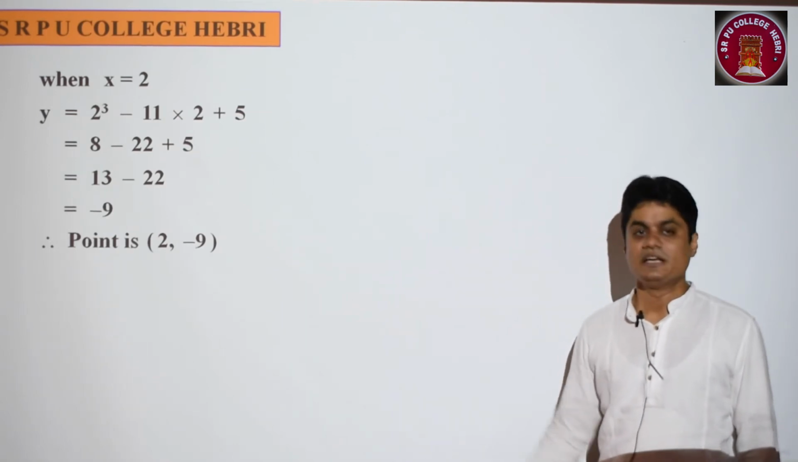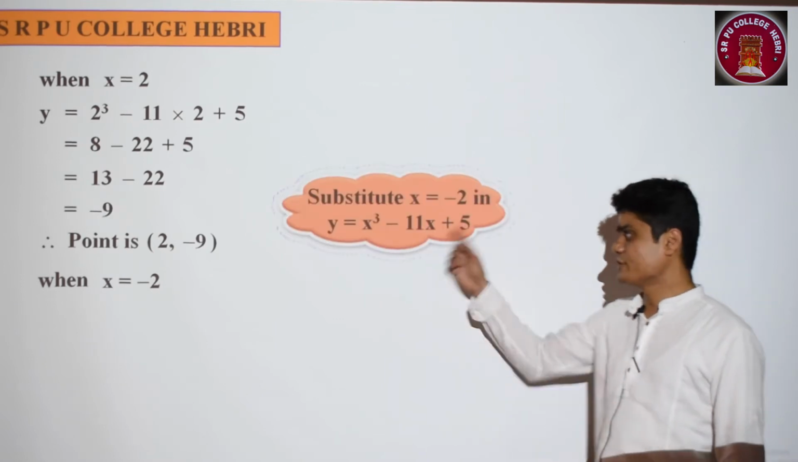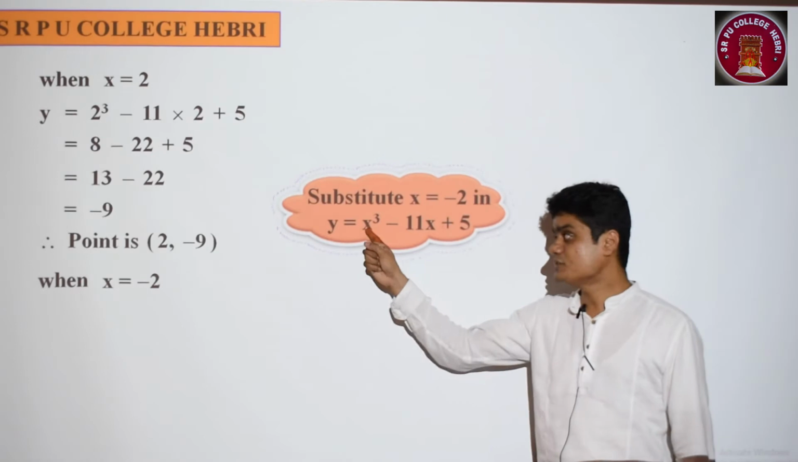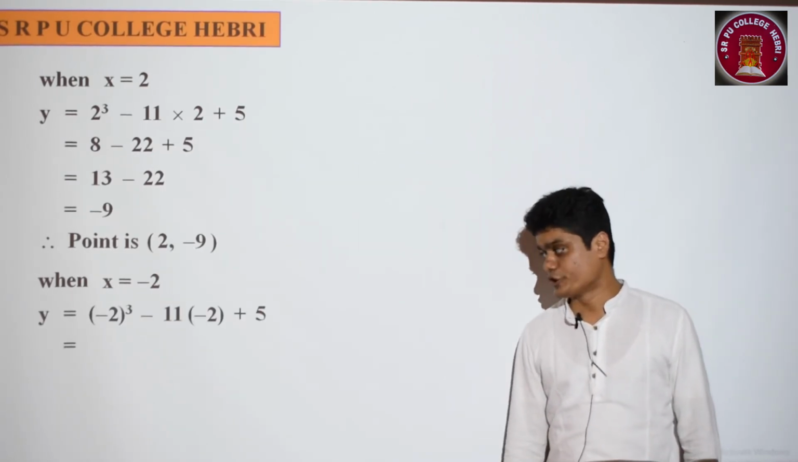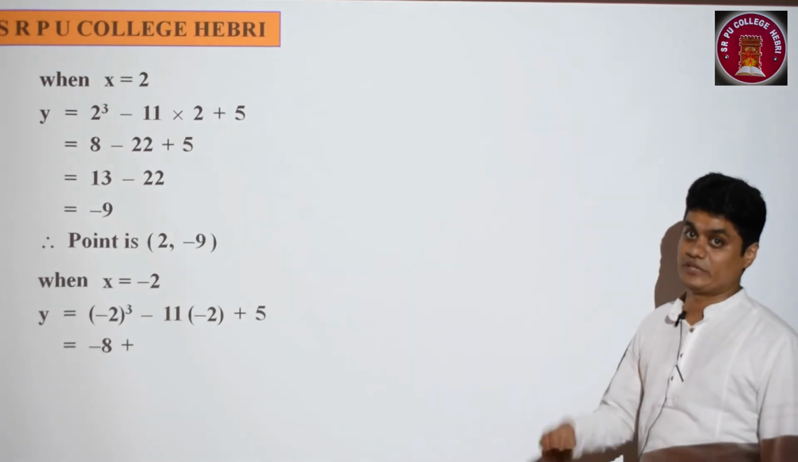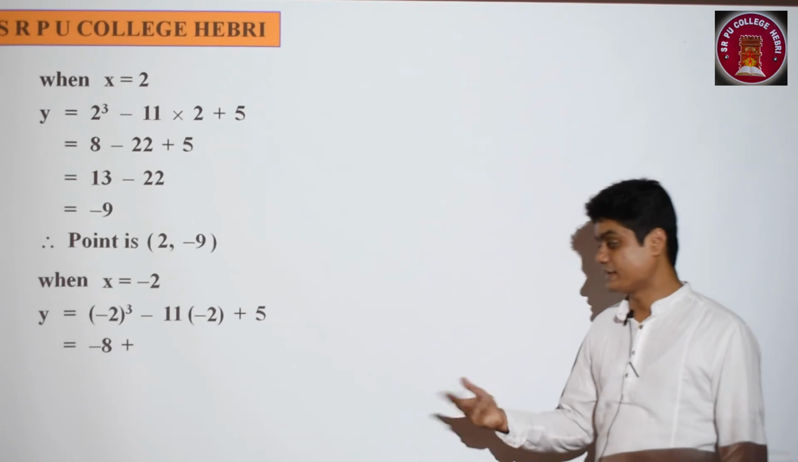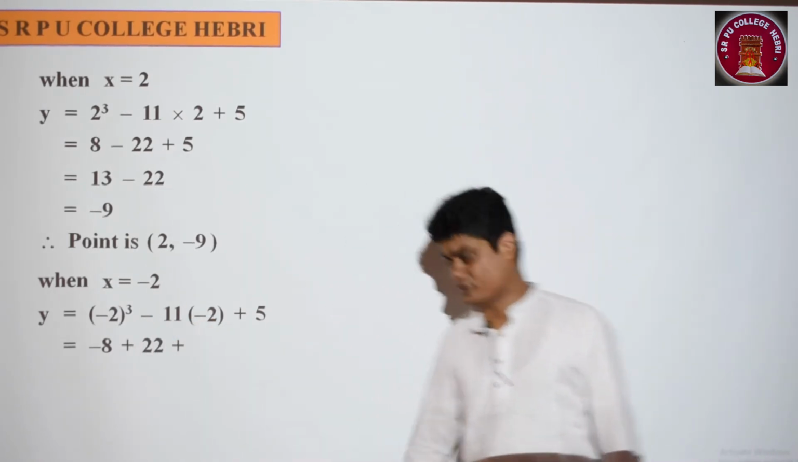Did you understand? The first case is clear. Similarly, when x is equal to minus 2, again you are going to substitute. Minus 2 you are substituting. What is minus 2 whole cube? Minus 8, because when the power is odd, it's cube or power 5, it is definitely negative. So minus 8, plus 22 and plus 5.